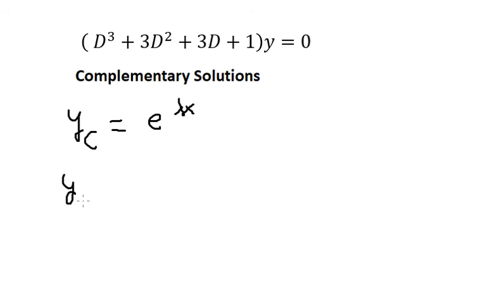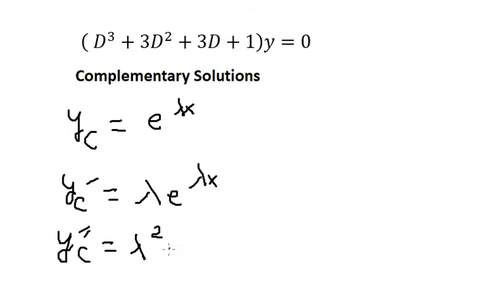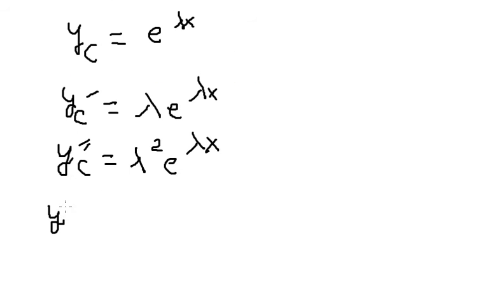If I do the first derivative of this one, you get lambda e to the power of lambda s. Because for the first derivative, we keep this one here, and then the derivative of lambda s gives lambda. Now for the second derivative, we have lambda square e to the power of lambda s. Later, for the third derivative of the function, we have lambda to the power of 3 e to the power of lambda s.